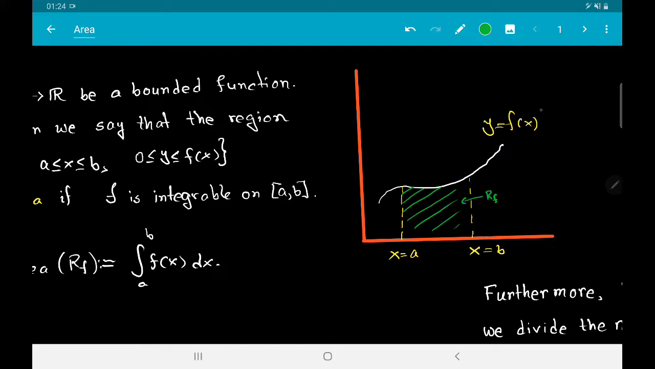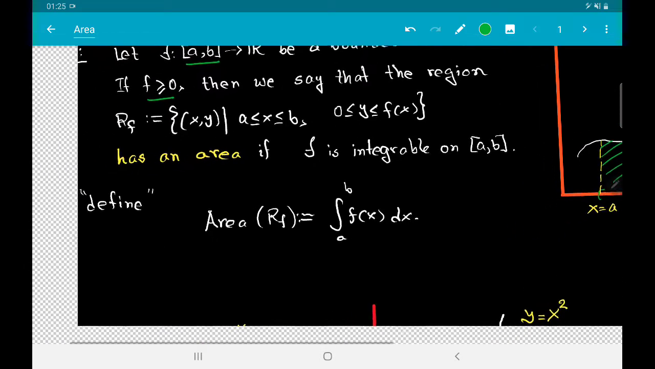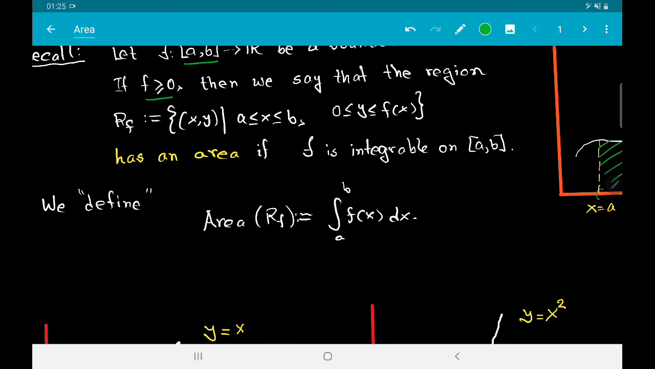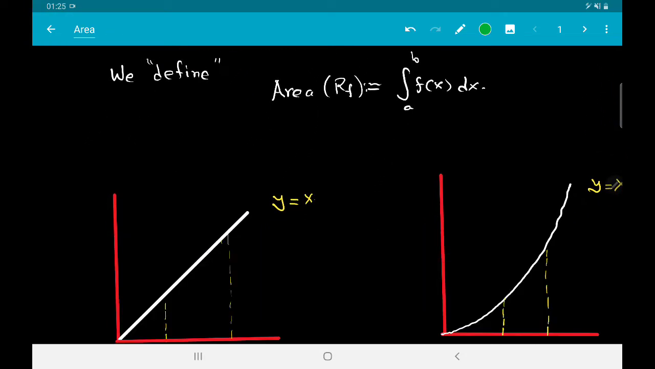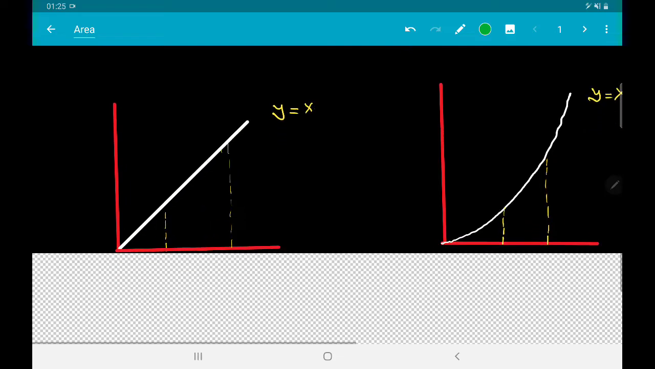this simply implies that if we consider the curve which is given by the equation y equal to f(x), it lies above the x-axis when x lies in the interval [a, b]. So we say that this region Rf has an area if f is integrable on [a, b], and in such a case we define the area of Rf to be simply equal to the integral of f(x) in the interval [a, b]. So let us look at some concrete examples.